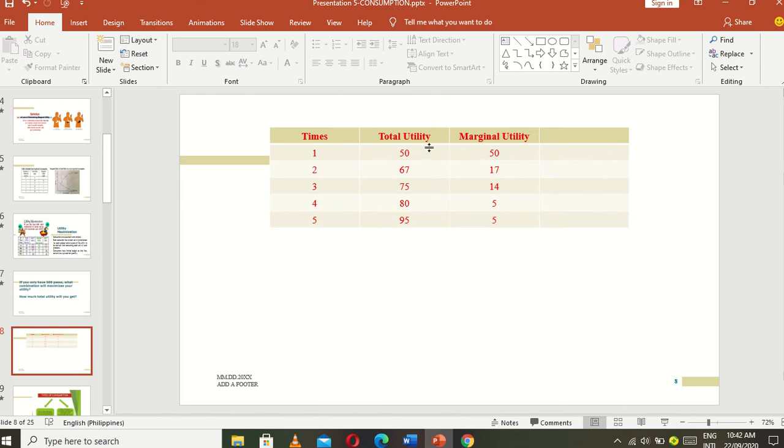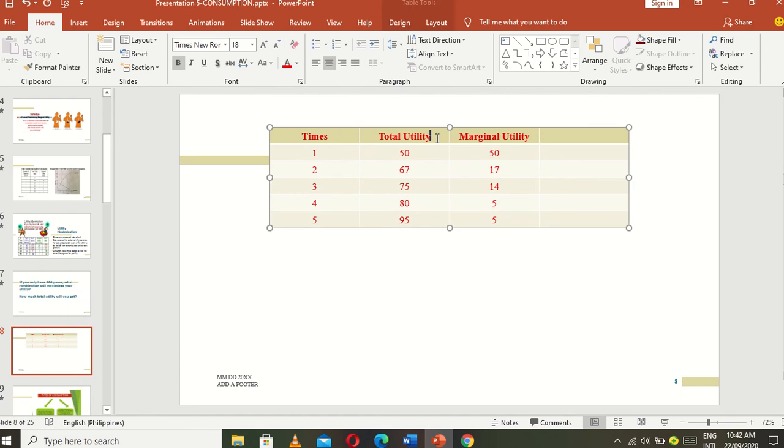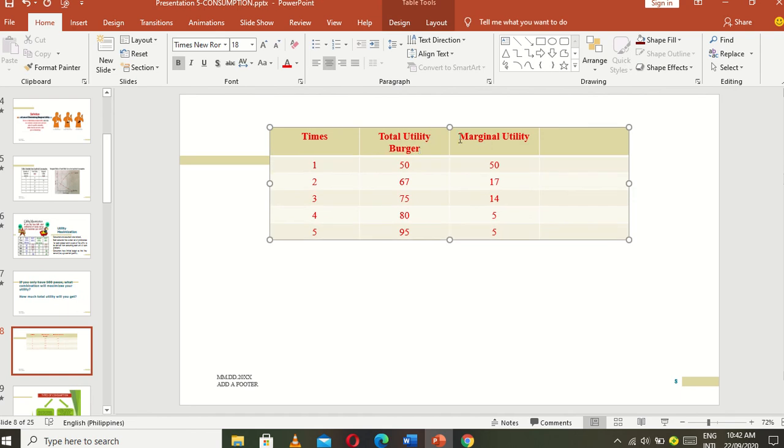Again, if the total utility is given and the marginal utility is not given, how will you get the marginal utility? For the first time that you eat the burger, that's 50 utils, you just copy it as the marginal utility. For the second time, 67 minus 50 makes 17. How do you get the 14? 75 minus 67, 14. Then 80 minus 75, 5. 95 minus 80, 5. That's the total utility of the burger being eaten.